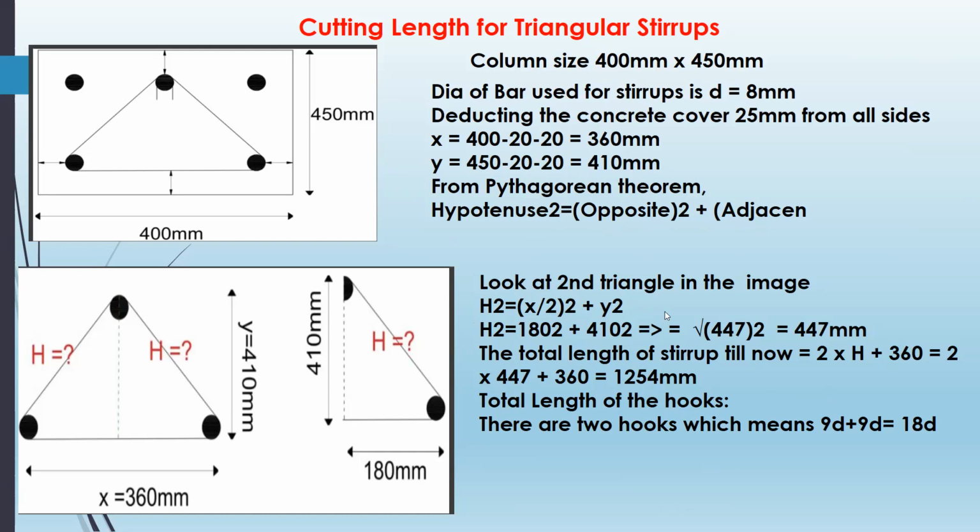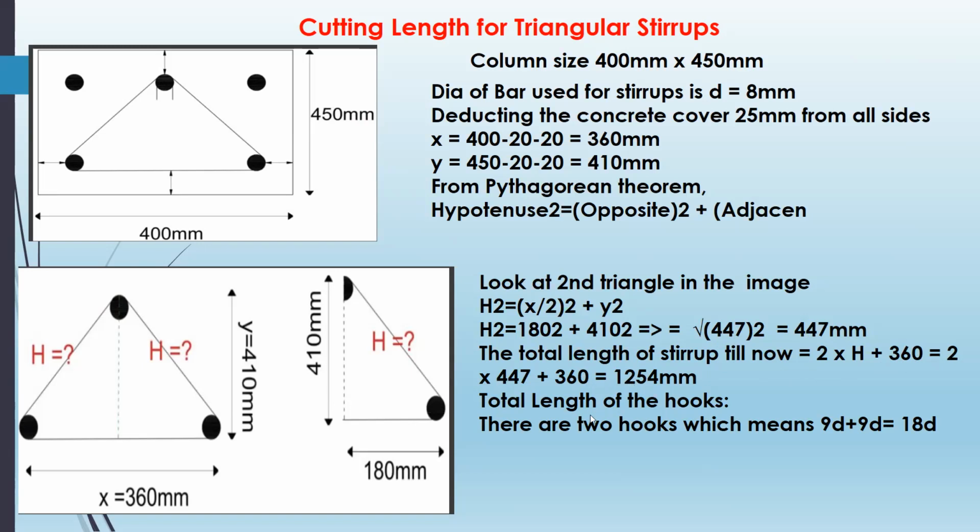From the Pythagoras theorem, hypotenuse square is equal to opposite square plus adjacent square. Look at the second triangle of the image. See here h square is equal to x by 2 whole square plus y square. Here h square is equal to 180 squared plus 410 squared, h is equal to root of 447 square, which is 447 mm. The total length of the stirrup is equal to 2 into h plus 360, is equal to 2 into 447 plus 360, 1254 mm.